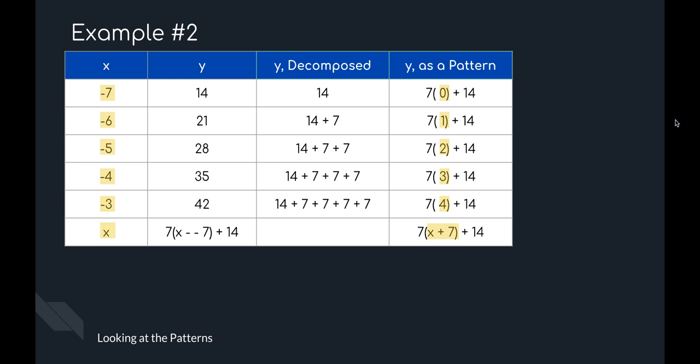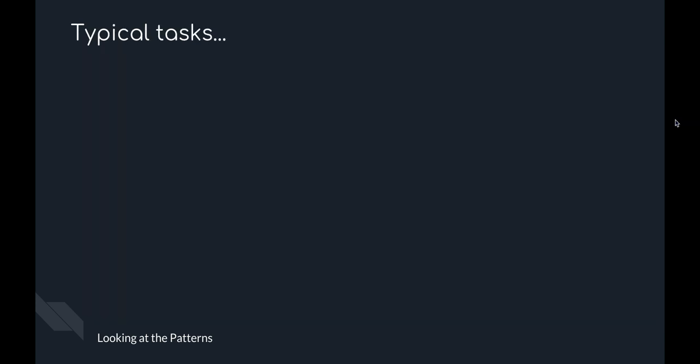7 times the quantity, x minus -7 plus 14. Our integer operations let us know that those two expressions are actually equivalent. Notice again that our initial domain value ended up inside the parentheses, and our initial range value was the constant added outside the parentheses. The rule that we developed before holds up.